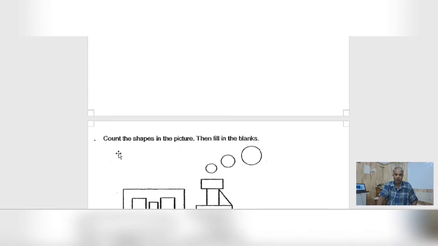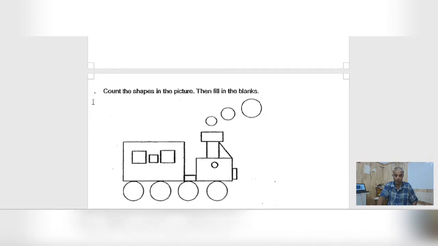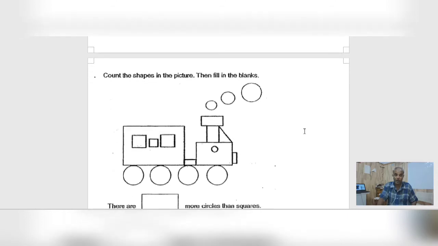Next question, count the shapes in the figure. That is and then fill in the blank. So see, count the shapes in the picture. So how many shapes are there? That you have to find out. Okay, so one I can find out, circle is there. Then I can find out, okay, this is a rectangle, this is also a rectangle. So 2, circle, rectangle. Now I have a triangle also. So triangle is also there. Do I have a square? Yes, we have a square here. So this is square. So there are 4 shapes in the pictures.